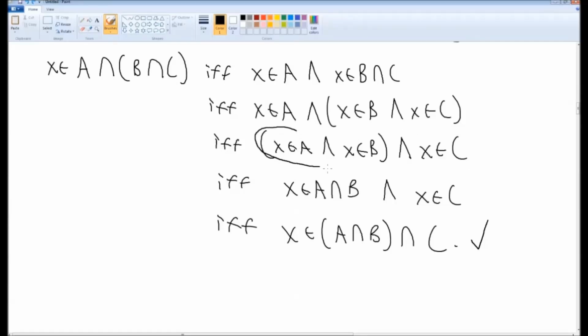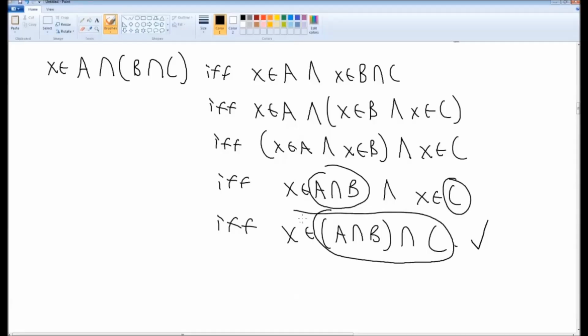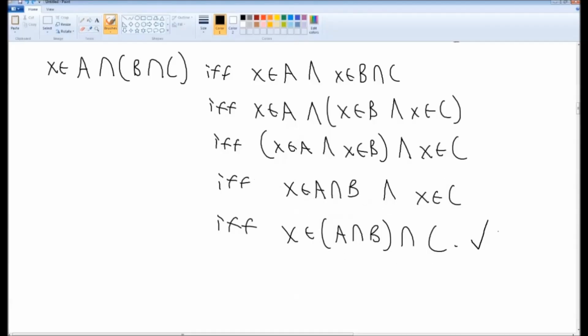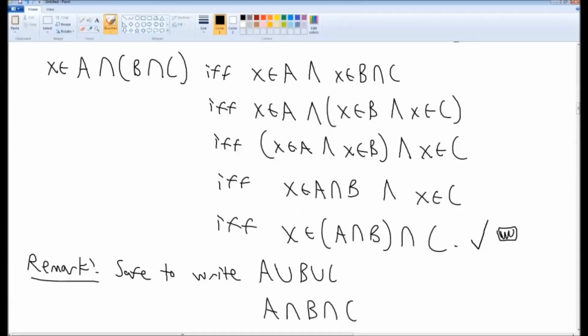Now this part saying X is in A and X is in B is the same as saying X is in the intersection of A and B. And finally, saying X is in this set and X is in this set means that X has to be in the intersection of those two sets. So therefore, the law holds. As a remark, that means it's safe to write expressions like this and this. The order of operations here is not ambiguous, because whether you put the parentheses here and do this first, or you put the parentheses here and do this first, either way, we've seen they're both equal by the associative law.